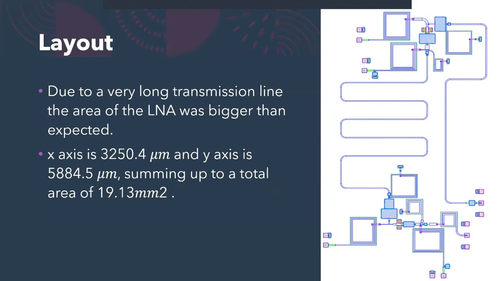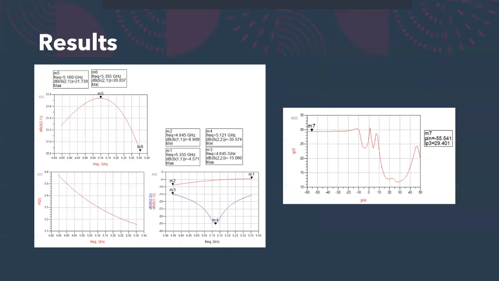So the layout of the circuit can be seen here. Like I said, due to a very long transmission line, the area of the LNA was bigger than expected. The x-axis in the picture is 3.2 millimeters and the y-axis is 5.8 millimeters, summing up to a total area of 19 square millimeters. And the results can be seen here.